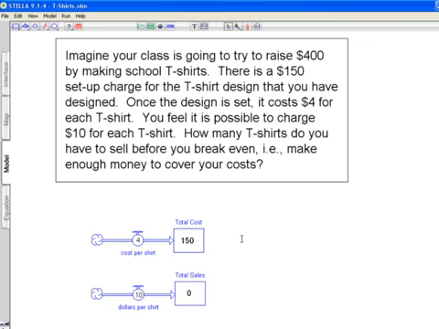So the equation for the top structure is just y equals 4x plus 150, and the equation for the bottom one is just y equals 10x, where x is the number of shirts that we sold, and y is total cost for the top and total sales for the bottom.